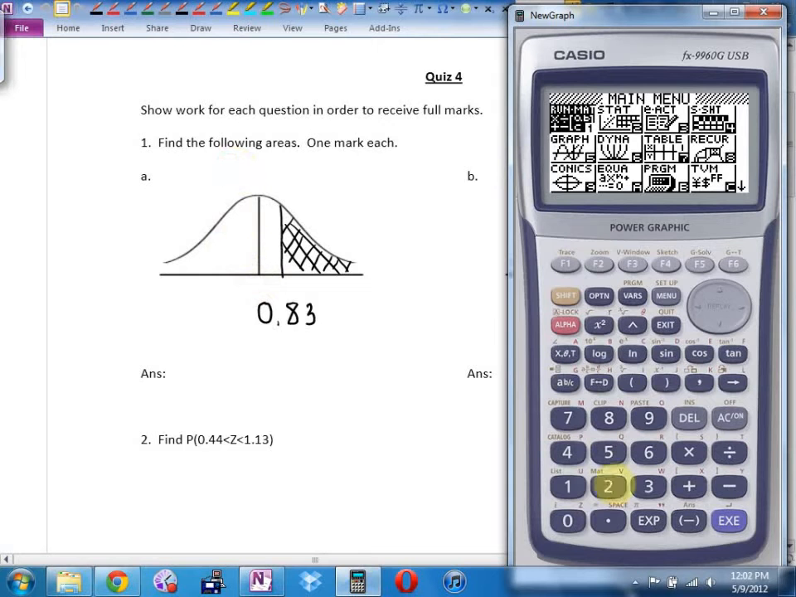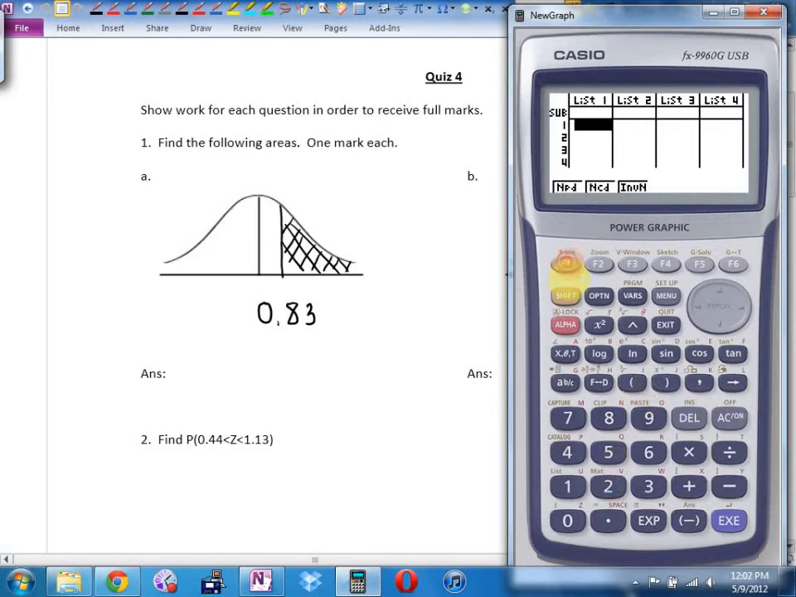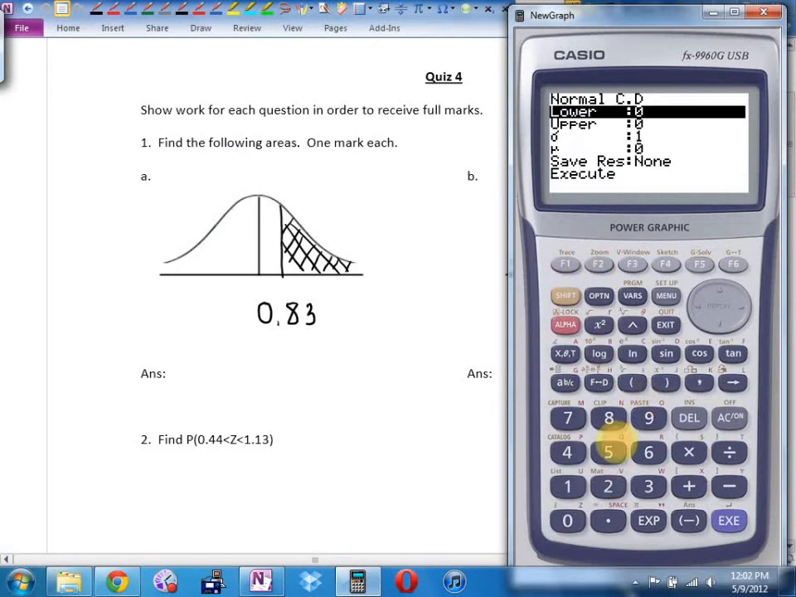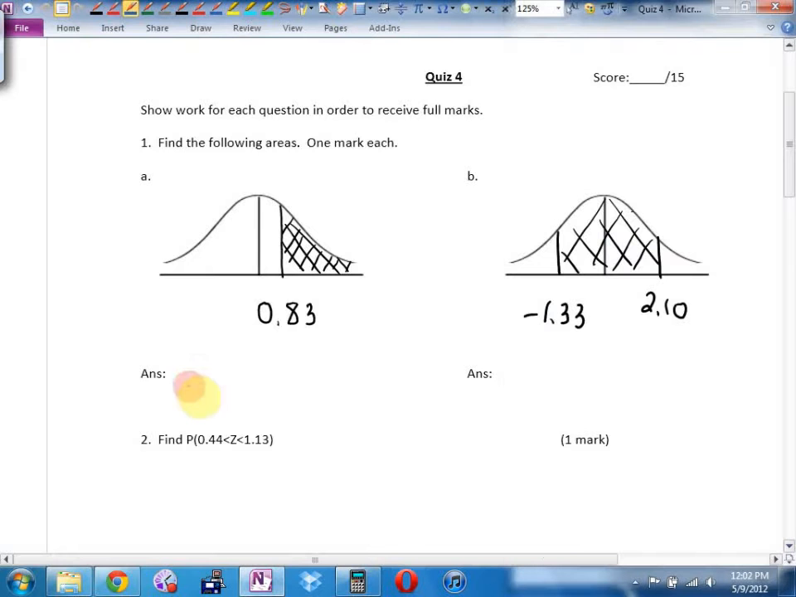So I'm going to go stat, dist, norm, NCD, var. The lower value is 0.83. The upper value is positive infinity, which I type like that. Is the answer 0.2033? Okay. 1 mark.